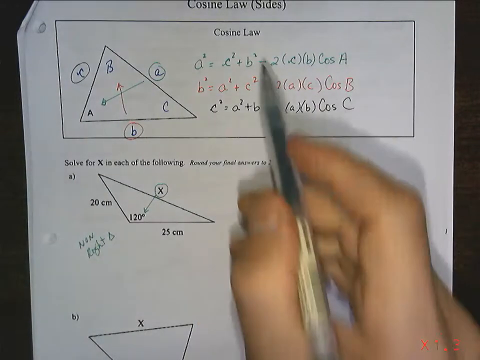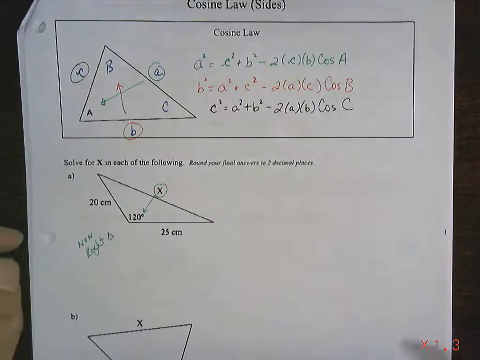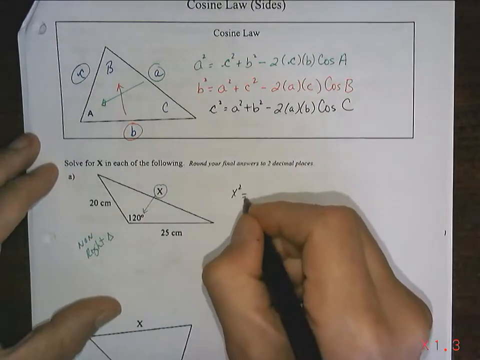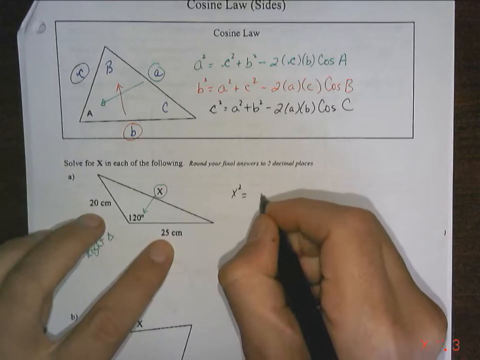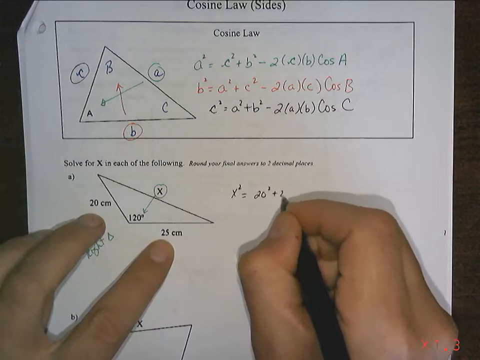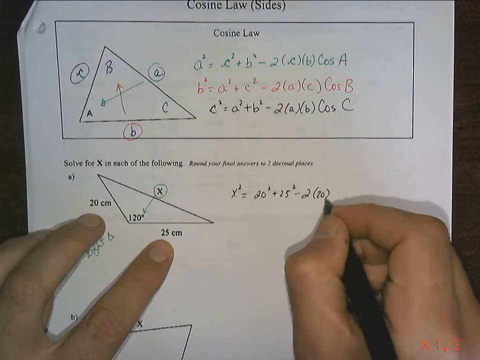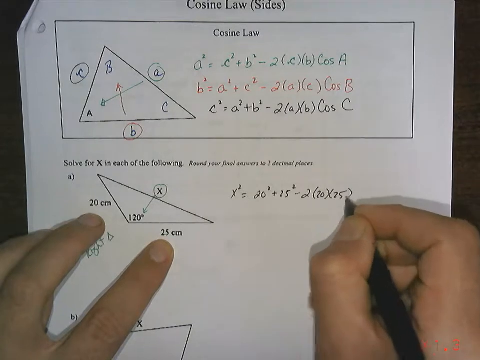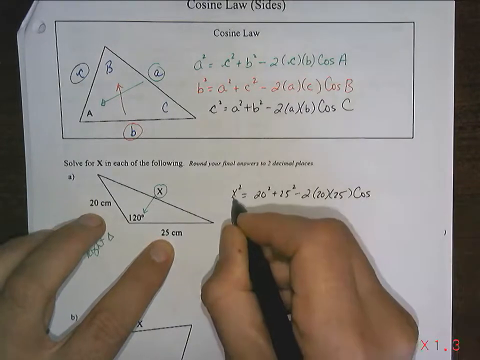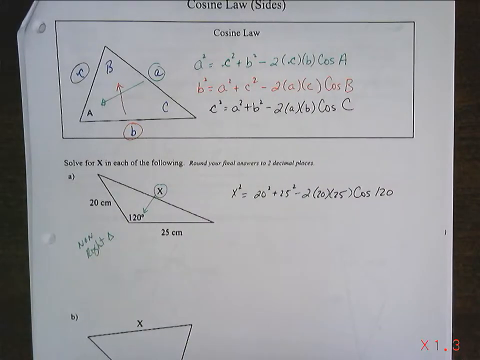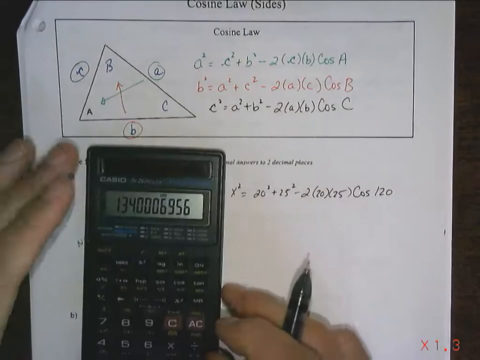So I'm going to use the cosine law. I'm going to remember the pattern. The pattern was x squared, always x squared, equals the other two side squareds, subtract 2, the other two sides multiplied together, cosine the angle opposite the side I want, which is 120. And that's doing that question without a formula. That's a relationship. I then grab my calculator.